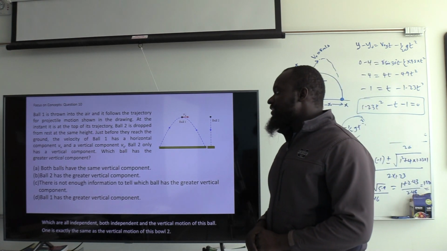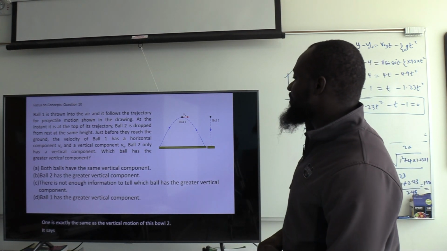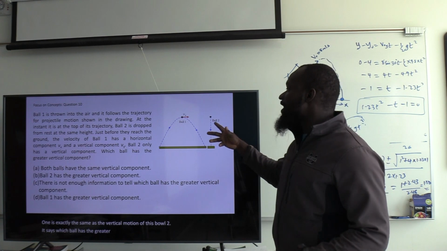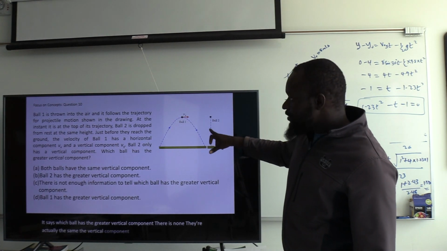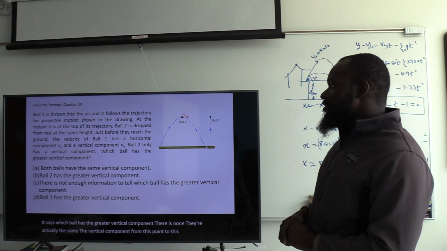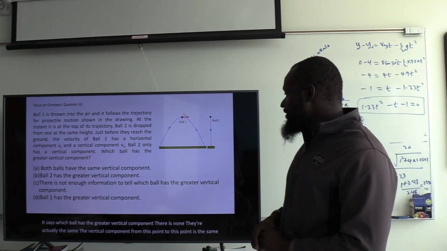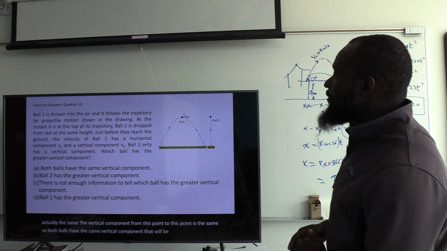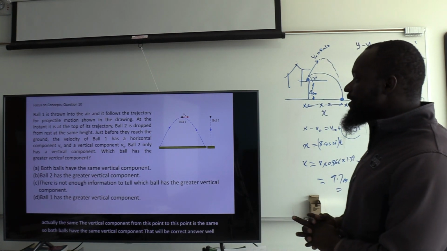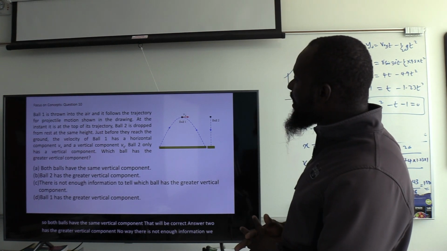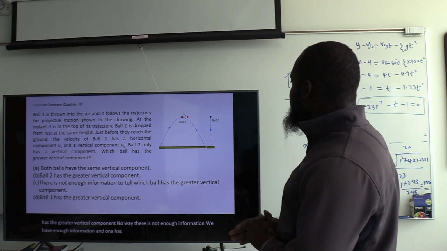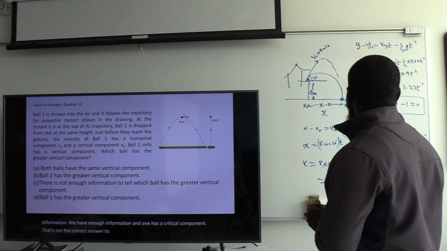So it says, which ball has the greater vertical component? There is none, they are actually the same. The vertical component from this point to this point is the same. So both balls have the same vertical component. That would be the correct answer. Ball 2 has the greater vertical component? No way. There is not enough information? We have enough information. And ball 1 has the greater vertical component? That's not the correct answer too.